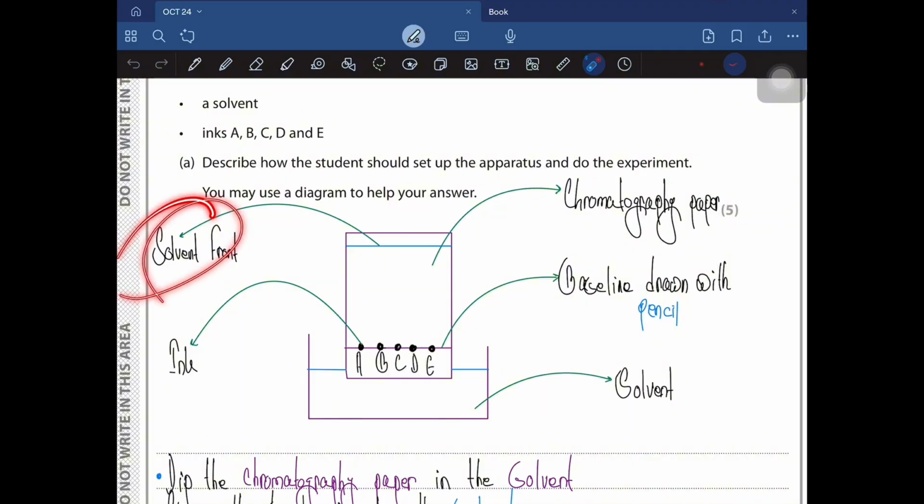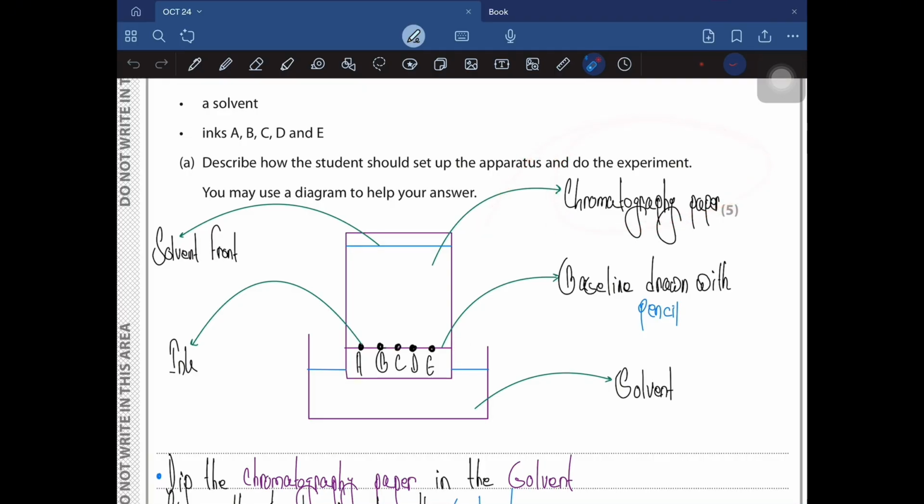Now this is the solvent front, and this is the baseline that should be drawn with a pencil, and the baseline should be above the solvent. Otherwise the baseline may dissolve in this solvent. So to prevent that, we have to ensure that the baseline is above the solvent. I have indicated that in my diagram, so I do not need to write that up.